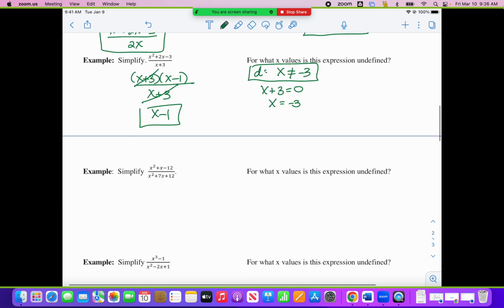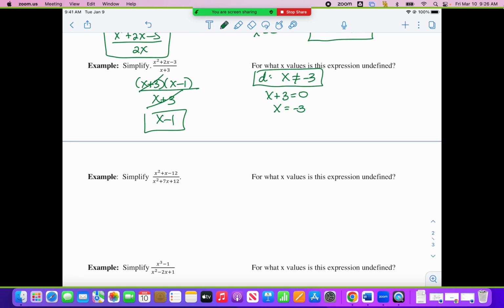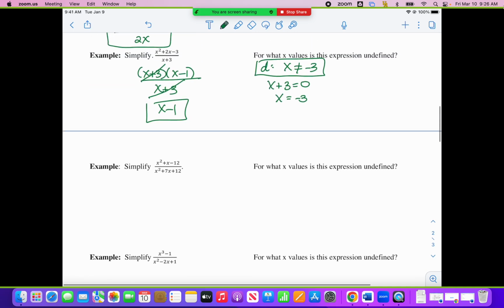All right, I'm going to pause a moment and I want you to try the next two. I'm going to give you a little head start. Set your denominators equal to 0. Actually, I'd maybe factor them first and then set the factors, because that would be easier. So factor your numerator, factor your denominator. Once it's factored, you can cancel common factors, but the domain, the allowable values for x, are from the original.